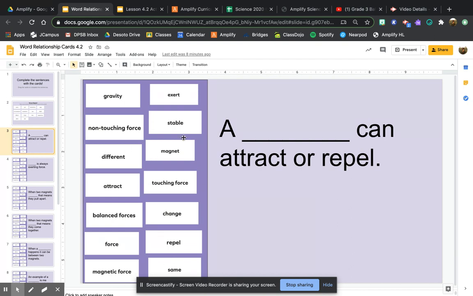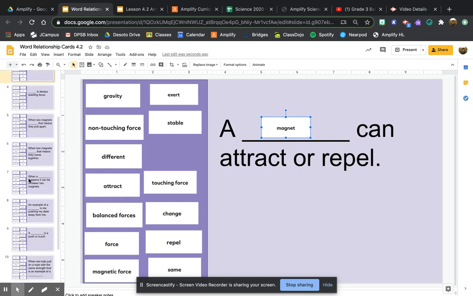I have my whole word bank right here. It says a blank can attract or repel. I know what can attract or repel. A magnet. I'm going to find magnet in my word bank. I found it. What I'm going to do is click on it with one finger, and then I'm going to take my other finger and move it over to the blank. So now it completes the sentence. A magnet can attract or repel.